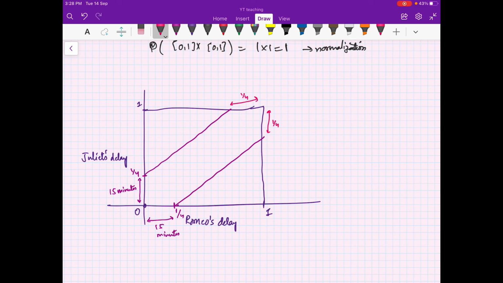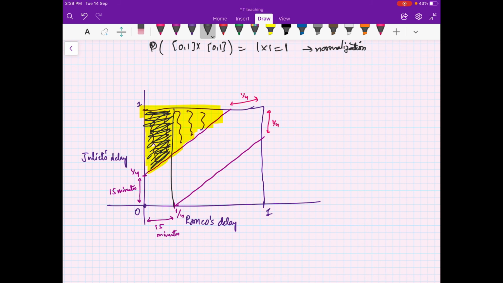Okay, now you see here, this area, what is this area? This area denotes this particular yellow shaded area. Can you think of what this area is? So look at this point here. Delay of Juliet is, if you just look at this particular area, this much, right. So here delay of Romeo is only 15 minutes from the time of meeting, and Juliet is more than 15 minutes. So obviously here they cannot meet.